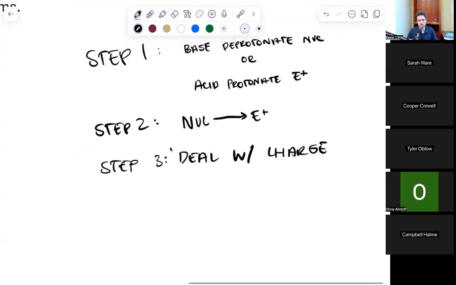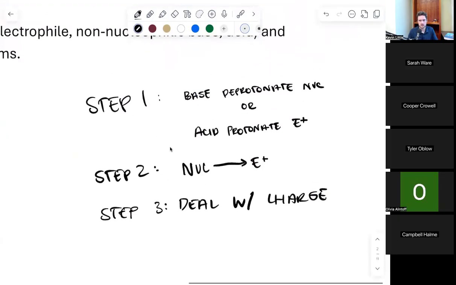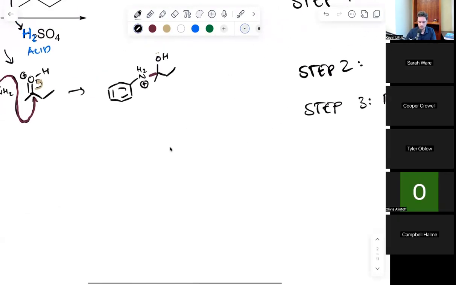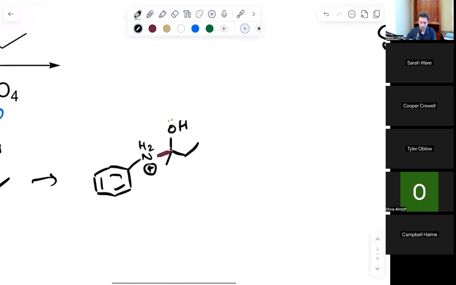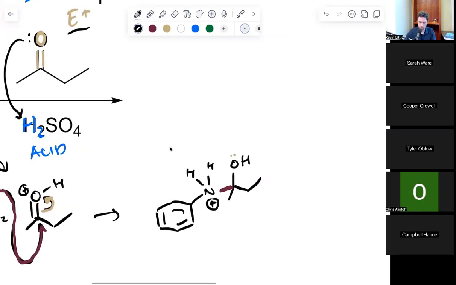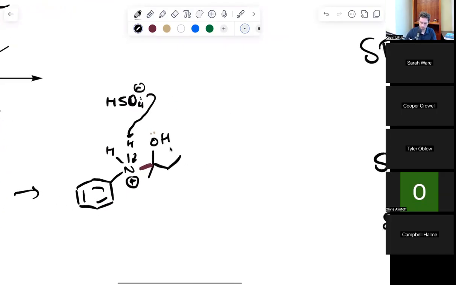So for these first 3 steps, this is basically every mechanism you're going to run into in undergrad chemistry. And honestly, the final step isn't that bad, right? I've got a positive charge on this nitrogen. How do I make it no longer positively charged? I take a proton. Now it's neutral.